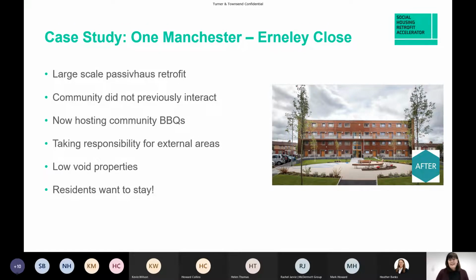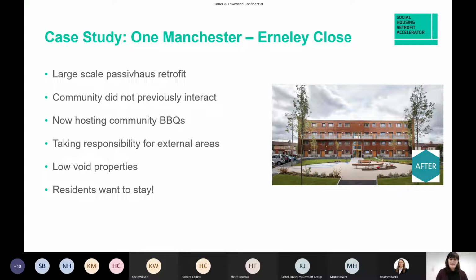One of the really interesting ones, I love this case study: One Manchester, Erneley Close. You might have come across it before, because the case studies sadly are a bit thin on the ground at the moment. So I'm hoping we've got a great cohort here who are going to be next year's case studies. This was a large-scale passive house retrofit on one of those problematic estates. There were all sorts of issues around the community not interacting, lots of vandalism and poor quality housing, and it had all the issues you might expect with an unloved, uncared-for estate.